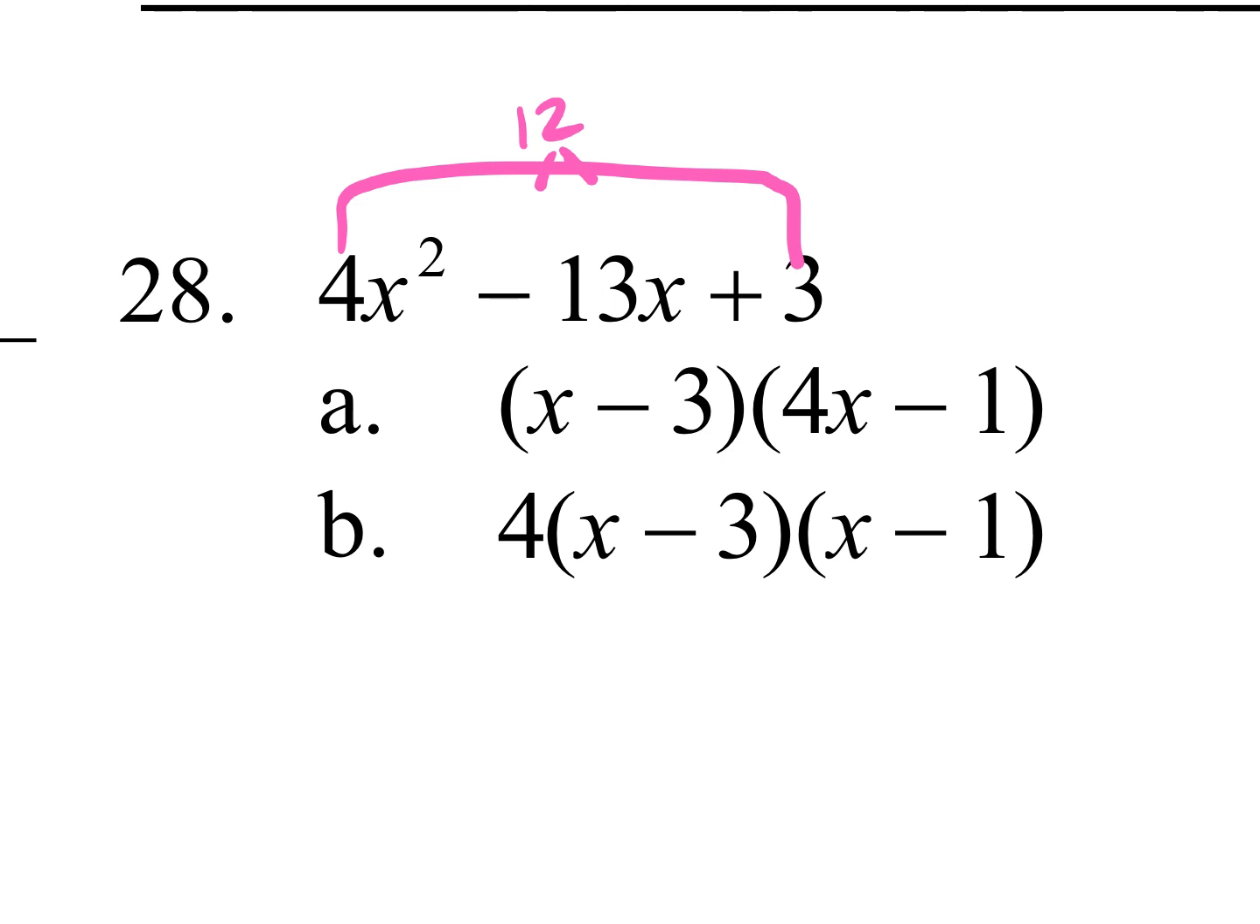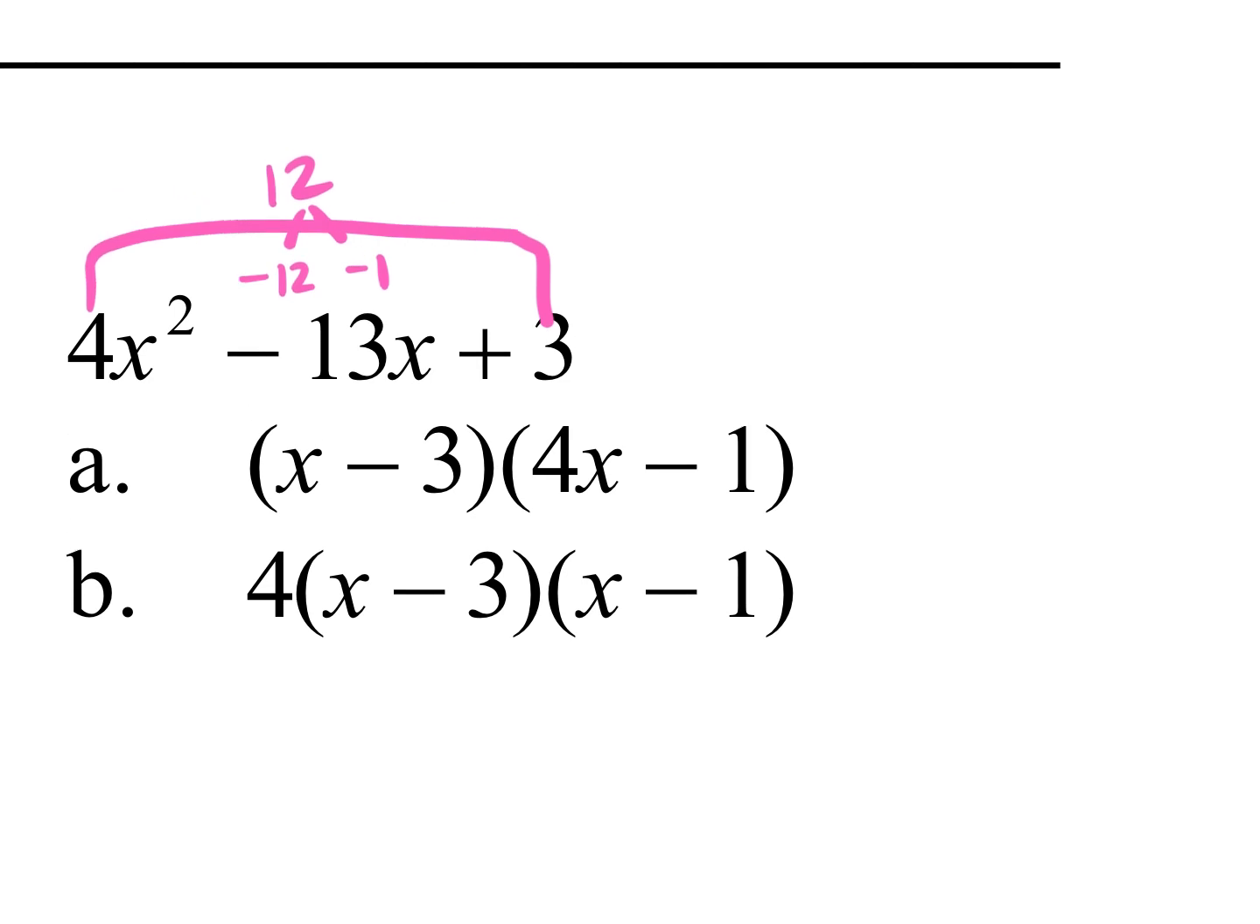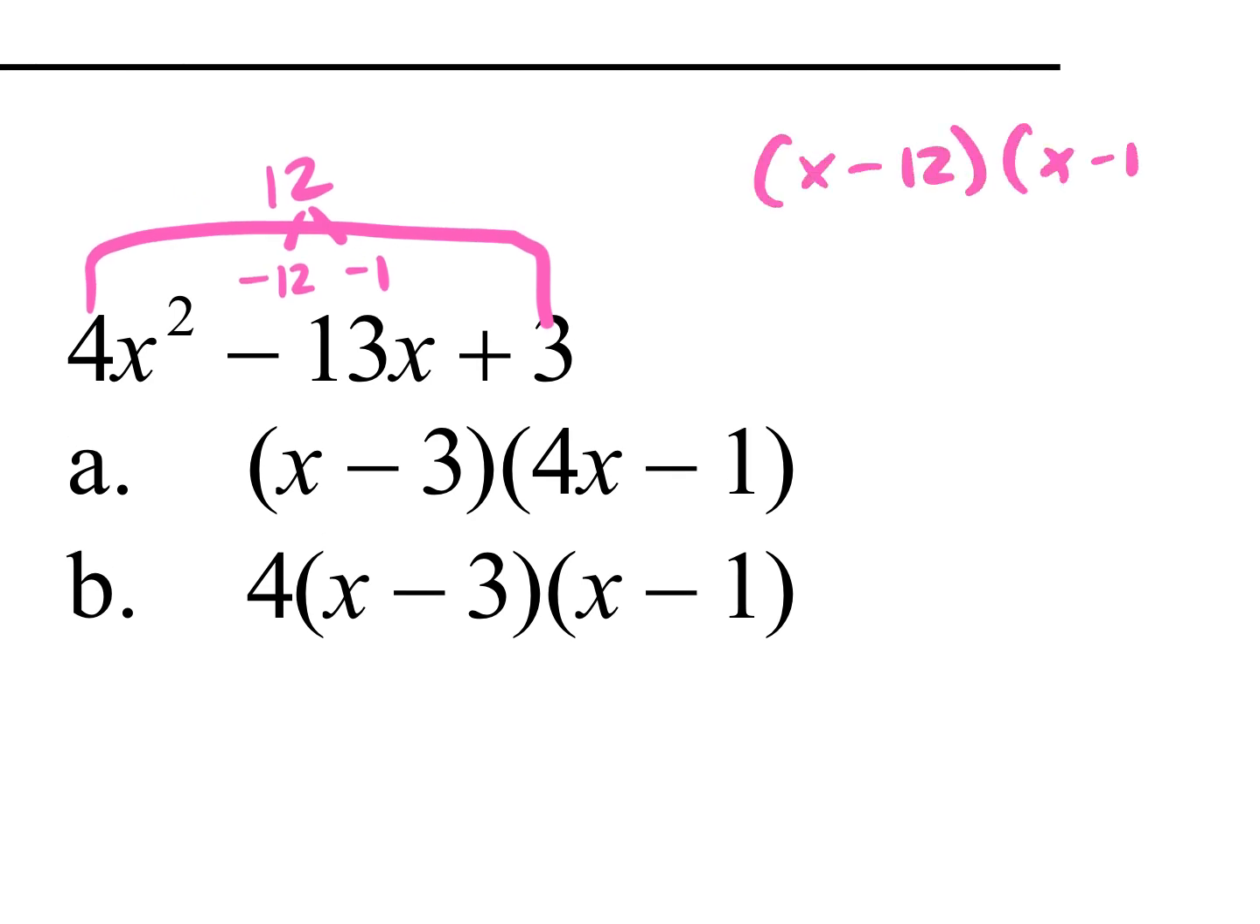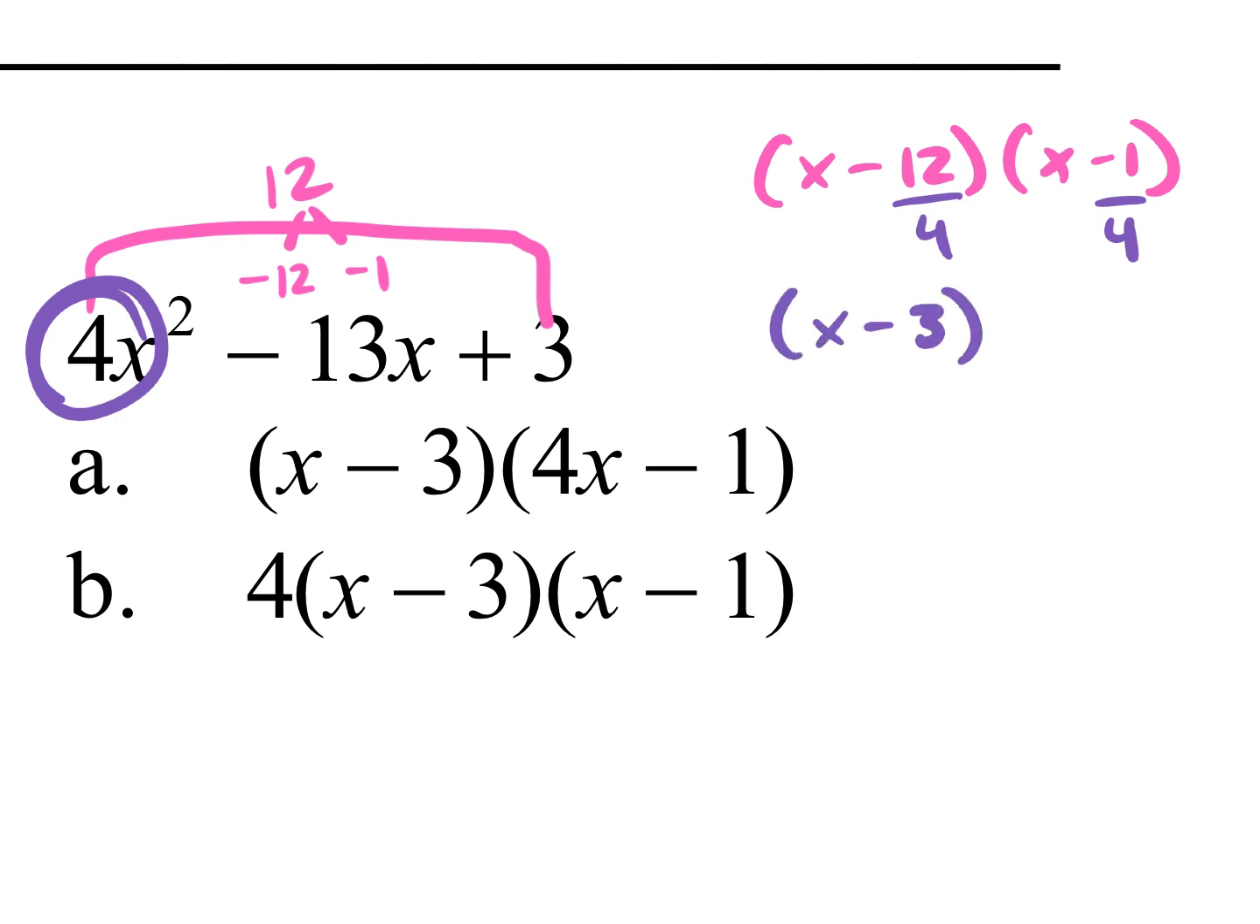So I get 12. What are two factors of 12 that add to negative 13? Awesome, negative 12 and negative 1. So I would write it as x minus 12 and x minus 1. Now here's a step that a lot of people always forget. What do I have to do next? Perfect. If we start by multiplying that 4, we have to remember to go back in and divide 4. So this would be x minus 3.